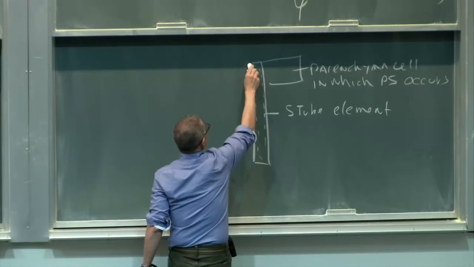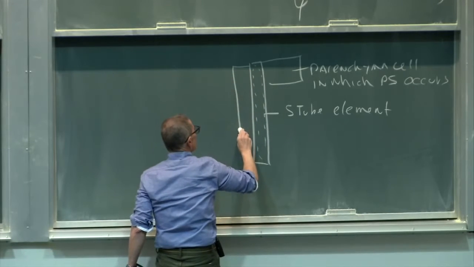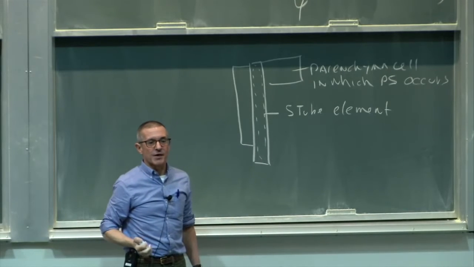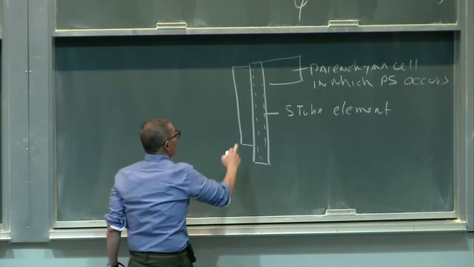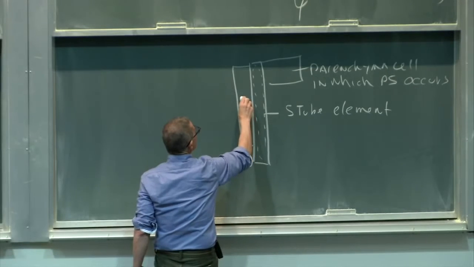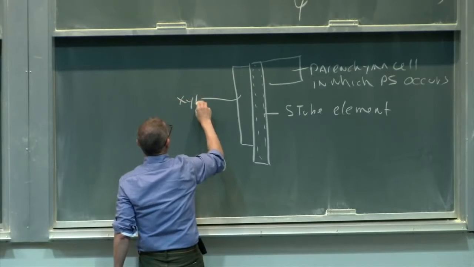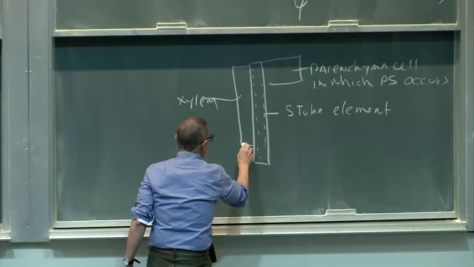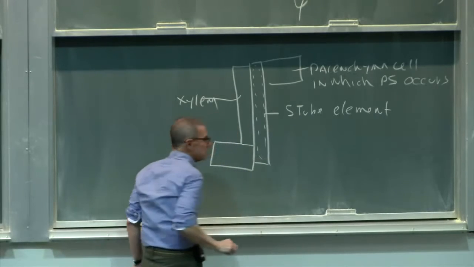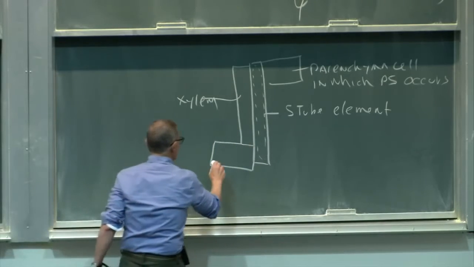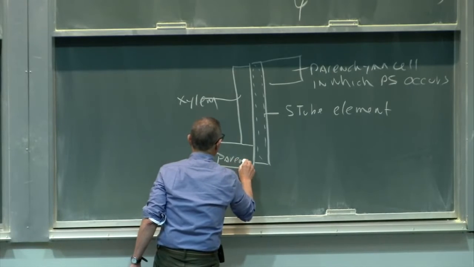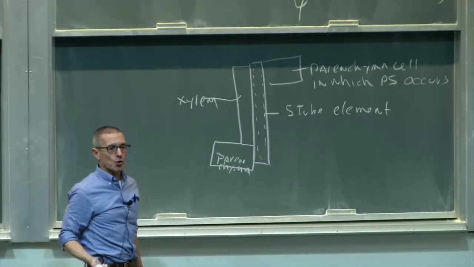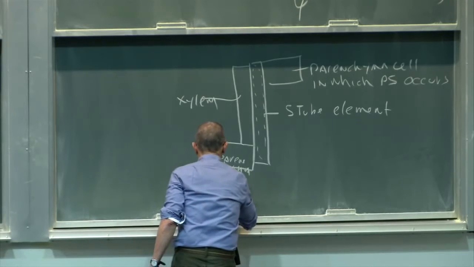Next, I want to add on to it, because you understand from your lab that the xylem and phloem are together in the bundles. Running adjacent to the sieve tube element or sieve tube member is the xylem. And this could be either a vessel or a tracheid. And then at the bottom of the list here, we're going to add another parenchyma cell, but this will be a parenchyma cell in which storage occurs. So, starch or sugar storage.